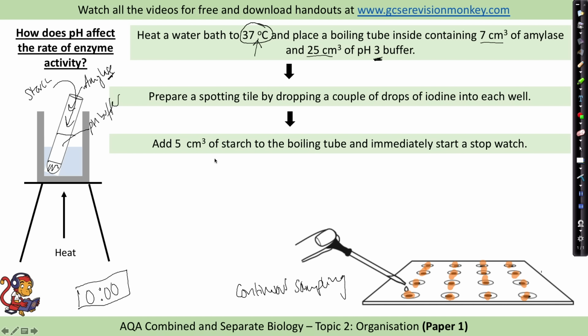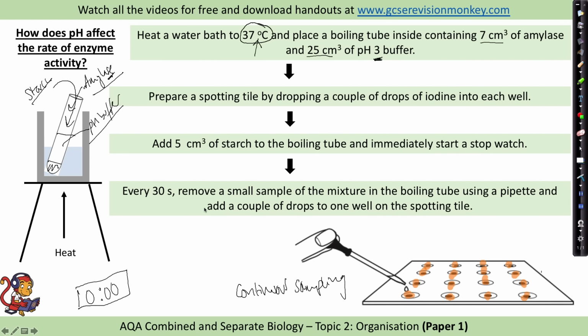And every 30 seconds we are going to take a small sample of our mixture here, which contains our starch, our amylase and our pH 3 buffer first of all, and we are going to drop that on our wells. So every 30 seconds remove a small sample of the mixture in the boiling tube using a pipette and add a couple of drops to one well on the spotting tile.